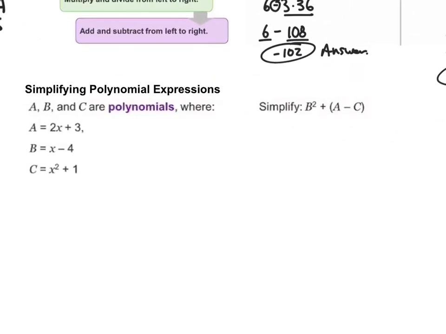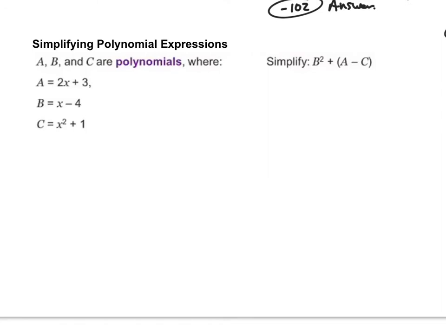On this one, we're simplifying polynomial expressions, okay? And we're given that a, b, and c are polynomials. A is equal to 2x plus 3, b is equal to x minus 4, and c is equal to x squared plus 1, okay? And we want to simplify b squared plus the quantity a minus c.